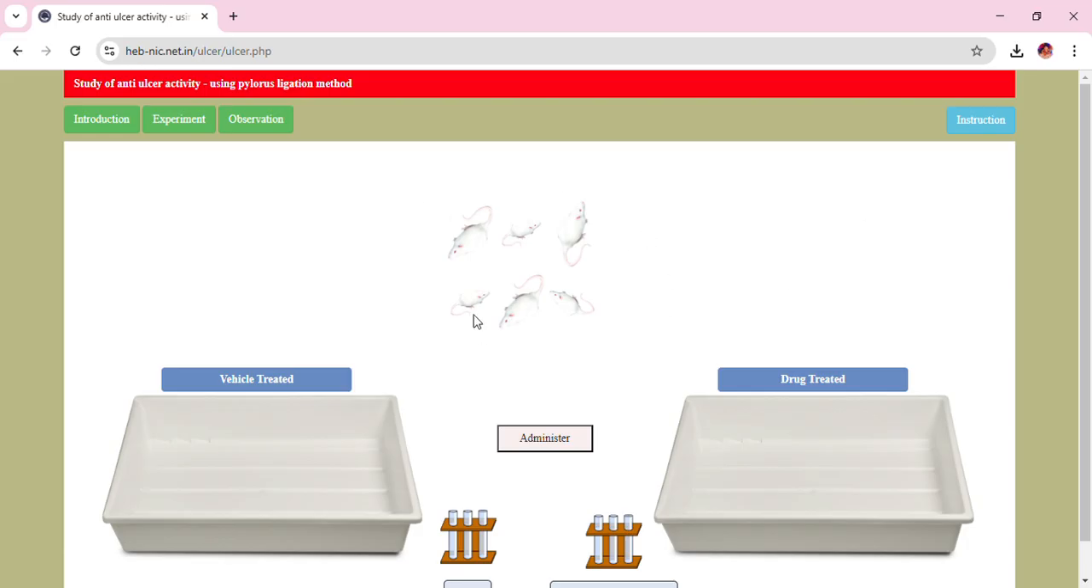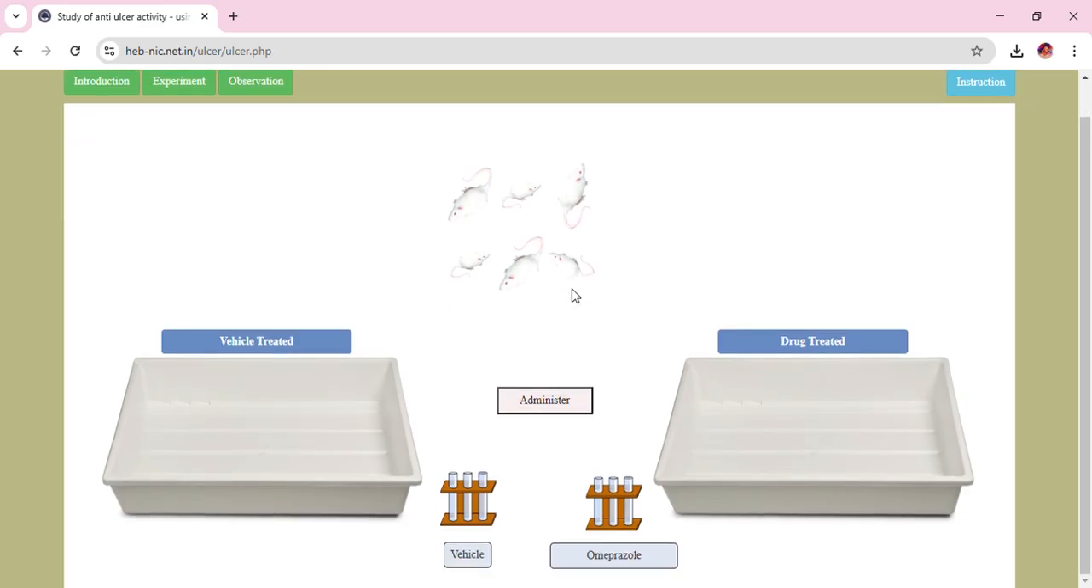Here there is a window showing the 6 animals. Now we have to place these 6 animals into two groups. One will be vehicle treated and the second will be drug treated. The vehicle will be a normal solution, nothing but saline solution, and the second group will receive the treatment from the category of anti-ulcer agents.